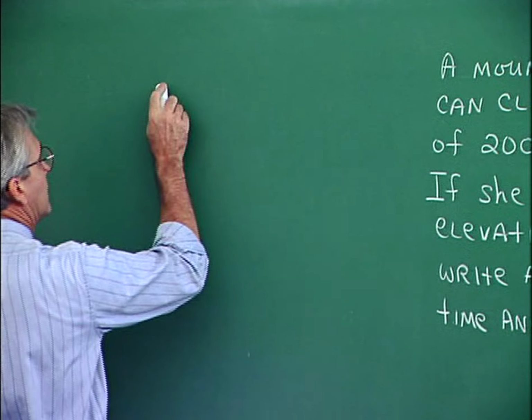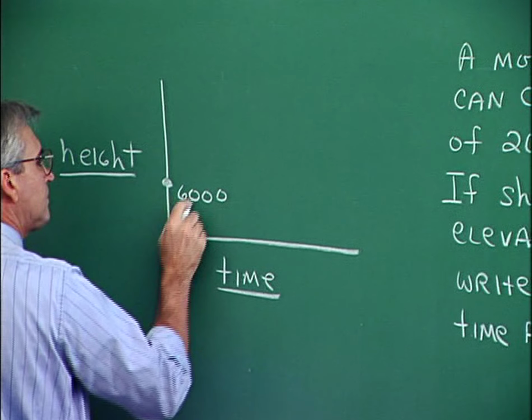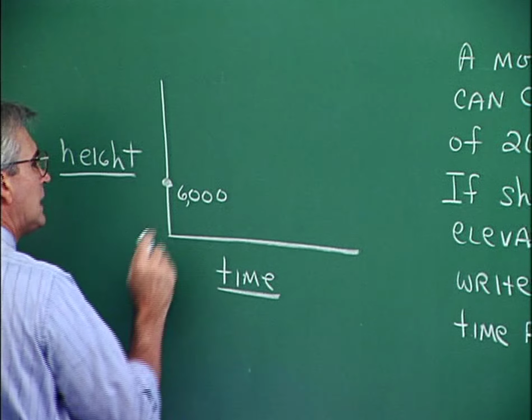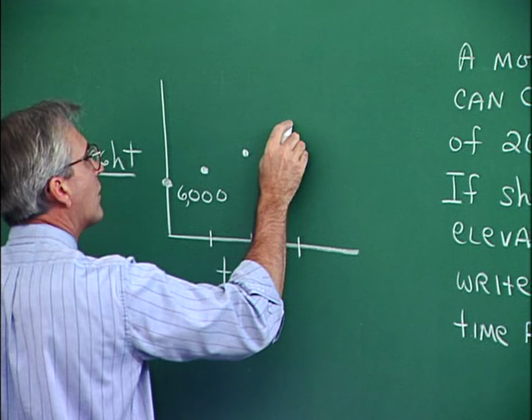We've got a couple of axes here, and let's say the vertical axis is height. And on the horizontal axis, time. So we're starting, the climber is starting at 6,000 feet. Let's say 6,000 is right about here. And after 1 hour, the climber has climbed from this 6,000 level up 200 feet. And then in another hour, another 200 feet. And in another hour, another 200 feet.